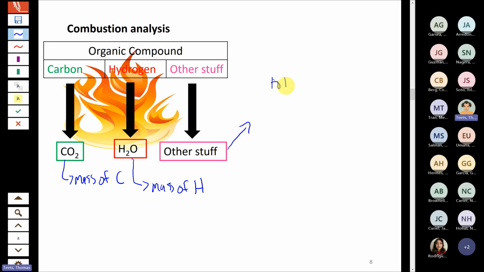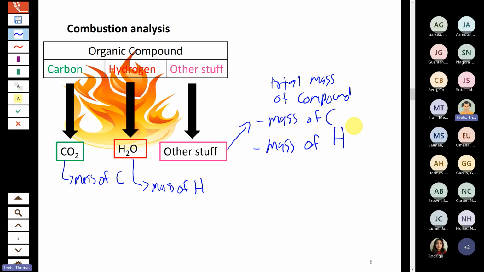Now you can really only do this exactly if there's only one other element, but basically you're going to know the total mass of compound that you're burning. You weigh that out ahead of time. You figure out from the CO2 and the water that is formed how much of that compound is carbon, how much is hydrogen. The rest, whatever's left over, would be your other element. So you're going to subtract out the mass of carbon and subtract out the mass of hydrogen. If your compound is a hydrocarbon, which means it only has carbon and hydrogen, then you don't have to worry about this step. But if it's carbon hydrogen with one other element, you have to do this to figure out the mass of the other element.